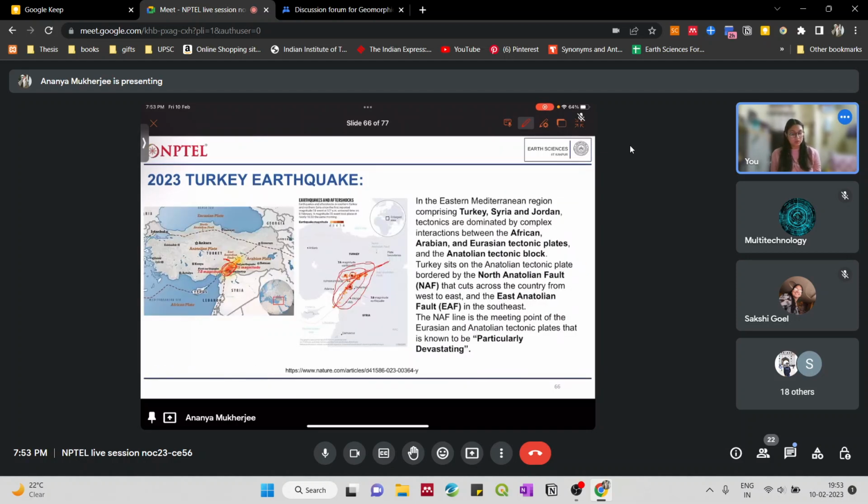Actually the North Anatolian fault is meeting the Eurasian and the Anatolian tectonic plates. The movement along this plate boundary is very devastating, and any slight movement in this region is going to have effects in the weaker zones like the East Anatolian fault zone.